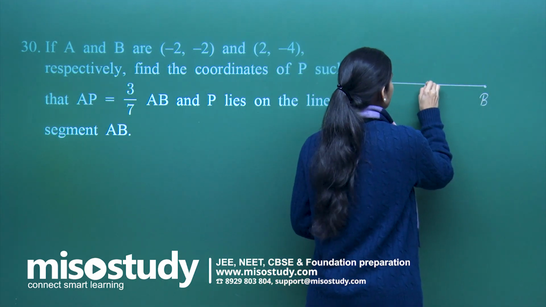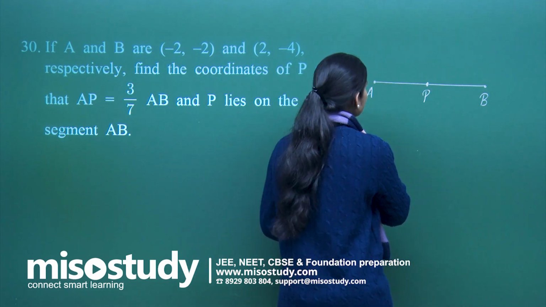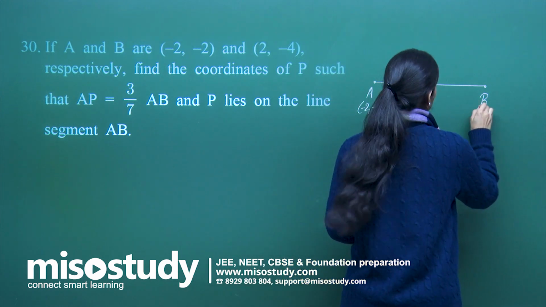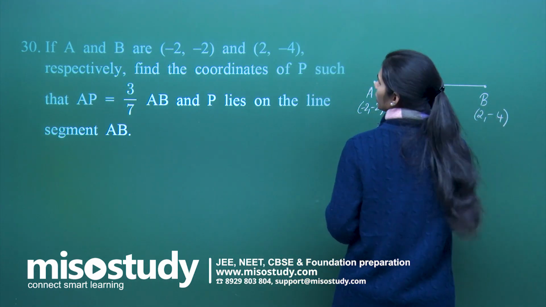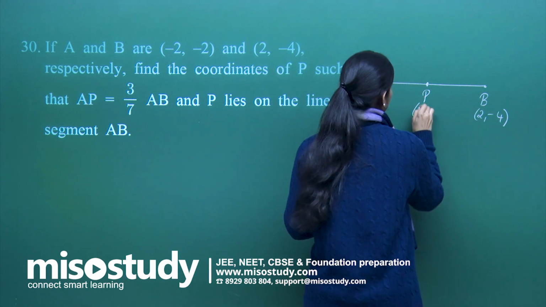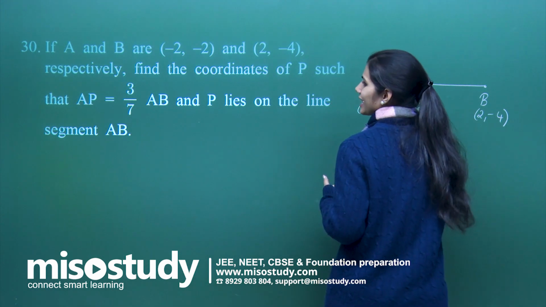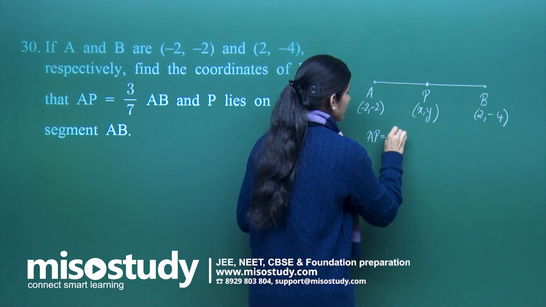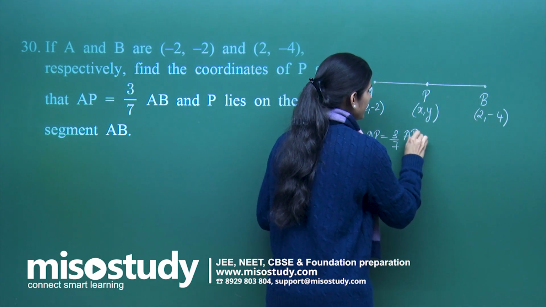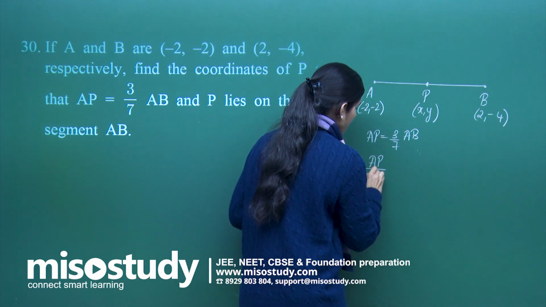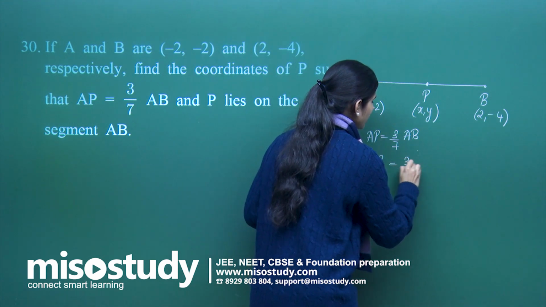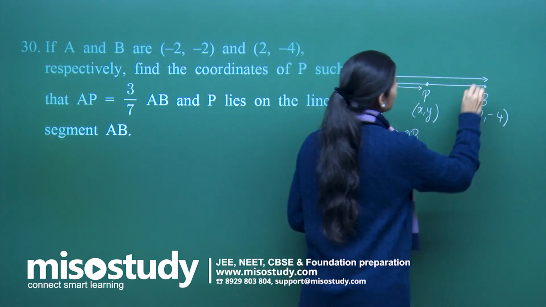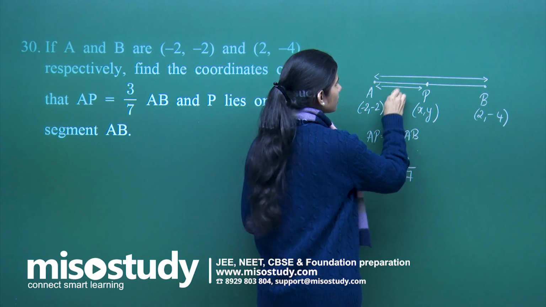So this is A, this is B, somewhere on the line segment AB, P is lying. A has coordinates minus 2 comma minus 2 and B has coordinates 2 comma minus 4. I have to find the coordinates of P such that AP is 3 by 7 of AB. So if AP is 3 by 7 of AB, that means AP upon AB is 3 upon 7.